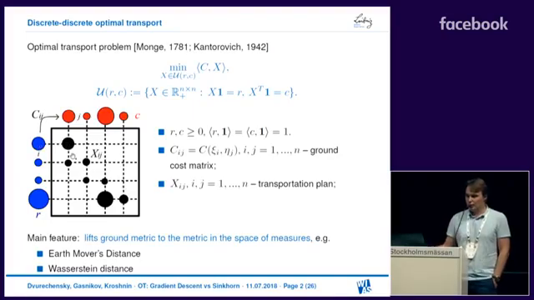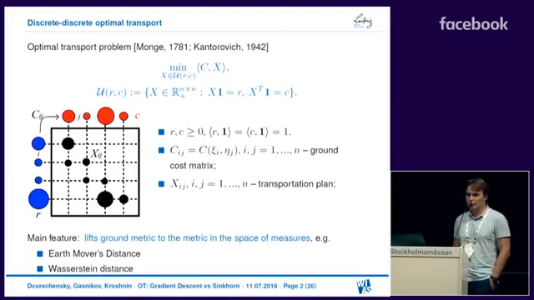The problem is to find such a transportation plan which minimizes the cost of transportation. This is given by this linear objective function, a Frobenius dot product of matrix C by matrix X. This is the total amount of work. And we have these marginal constraints, which mean that we need to transport the first measure to the second measure.